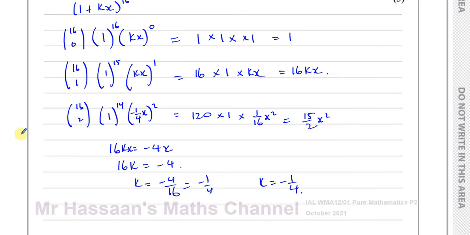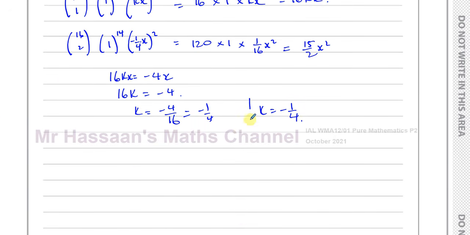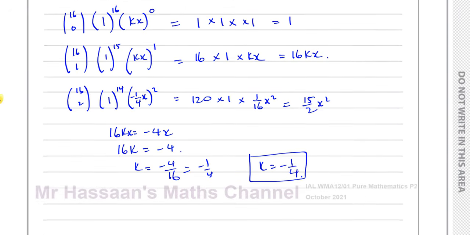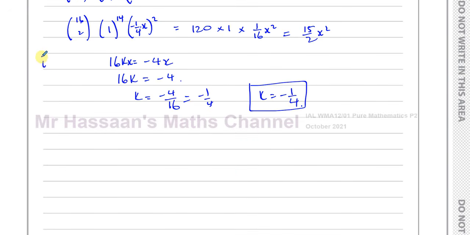So we have k equals minus a quarter. That's one of the answers. And the other answer is for p, which is 15 over 2. So this is for part 1.